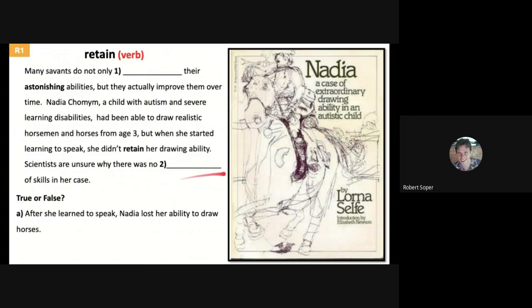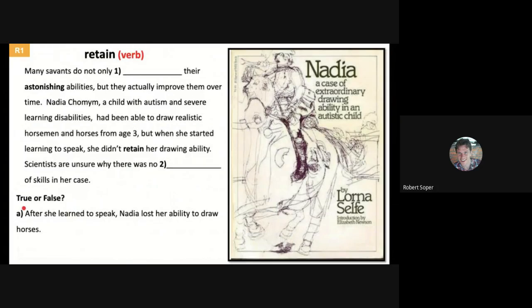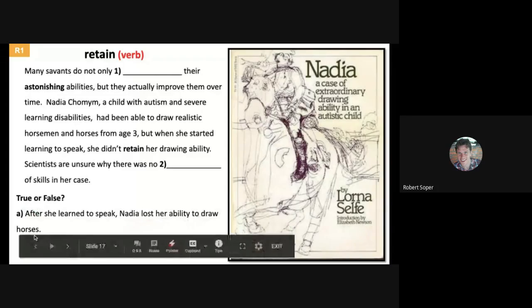So, the retention of skills in her case. Let's move on to this question. True or false? After she learned to speak, Nadia lost her ability to draw horses. Based on what we read, do we think that's true or false? Yep, the correct answer here is true. After she learned to speak, Nadia lost her ability to draw horses.